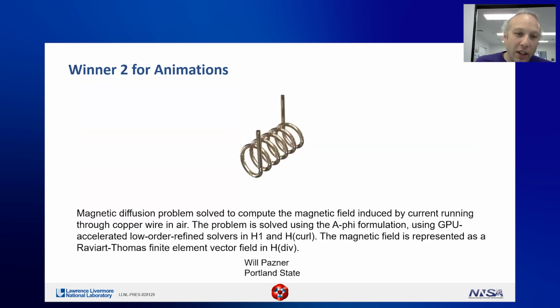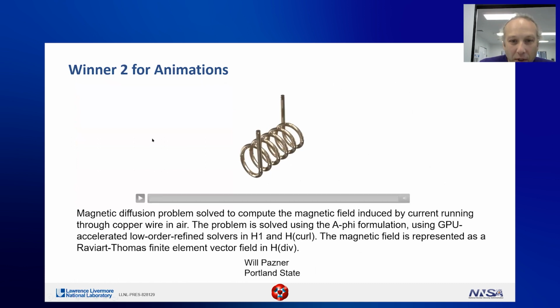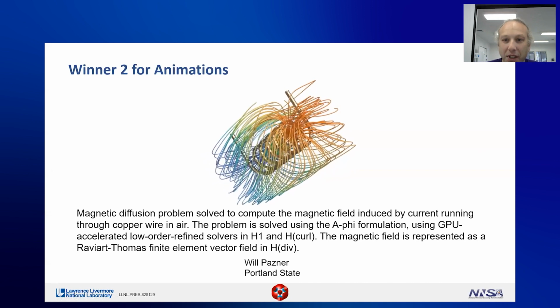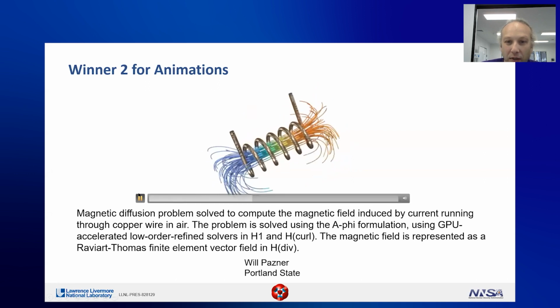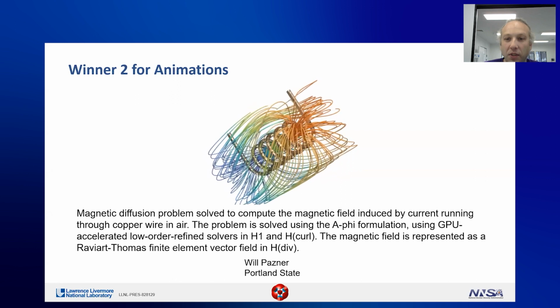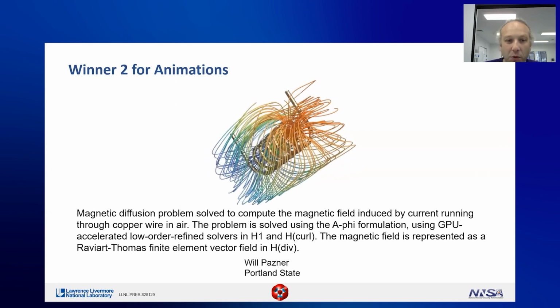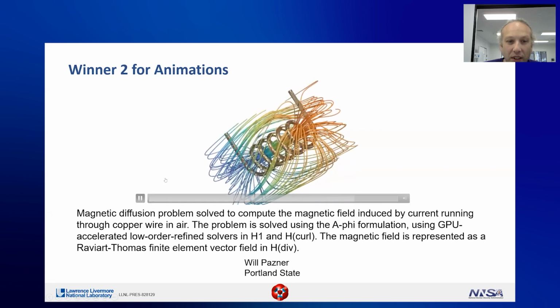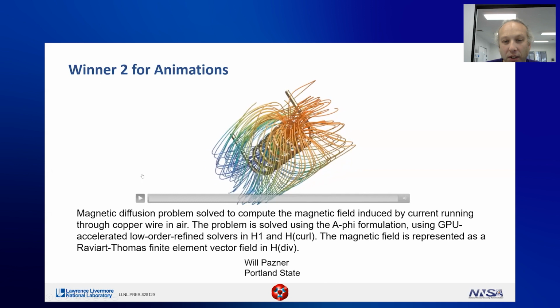And finally, the other winner for animations was Will Pasner from Portland State. Let me go ahead and play this while I describe it. So this is a magnetic diffusion problem, solved to compute the magnetic field induced by current running through copper wire and air. Problem solved using the A5 formulation using GPU accelerated low order refined solvers in H1 and H(curl). Magnetic field is represented in an RT finite element vector field in H(div).